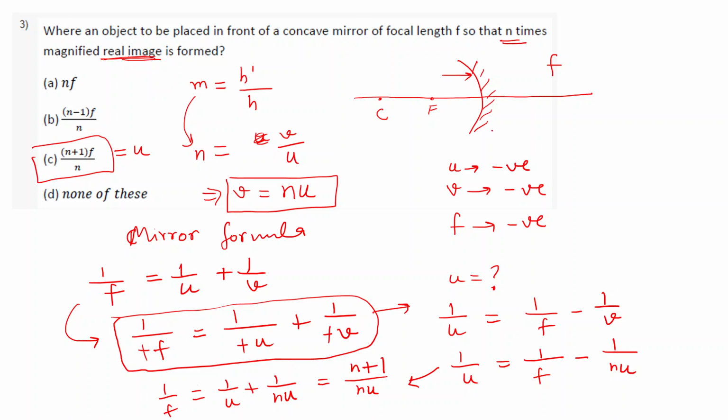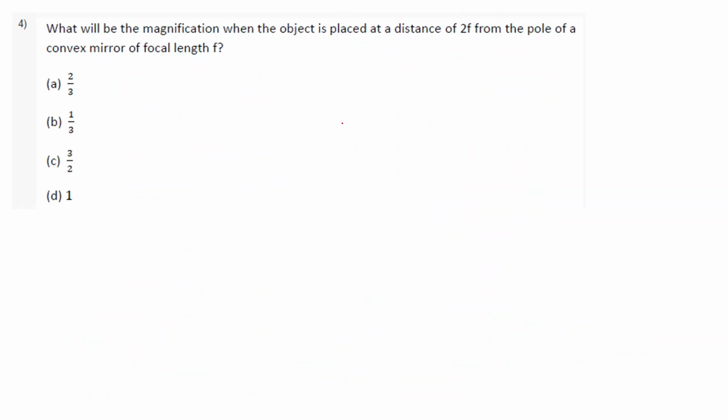So first, I think we should understand the steps. First we should draw or keep in mind the type of lens or the type of mirror that we are talking about. After that, we should take care of the sign convention and then write our mirror formula or lens formula, then insert the values or the conditions that are given to find out the final parameter that has been asked. So let's do another question.